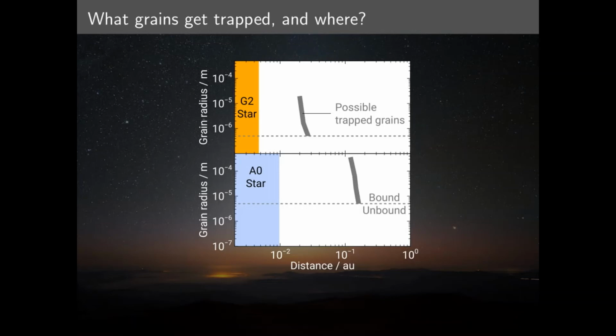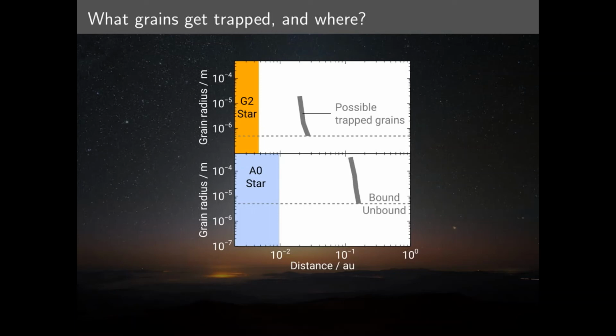Now these dark grey regions show the sizes and locations of dust grains that it's possible to trap according to our model. The first thing to note is that it's possible to trap a range of dust grain sizes, and secondly, that the location of trapped grains scales with the luminosity of the star. The third thing to point out are the dashed horizontal lines, which show the blowout size. Grains below these lines are so small that they're rapidly blown out of the system by radiation pressure. And the key thing to note is that the gas trap model cannot trap grains that are smaller than the blowout size, and I'll come back to this point in a minute.